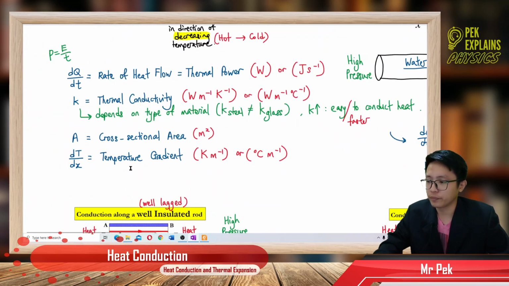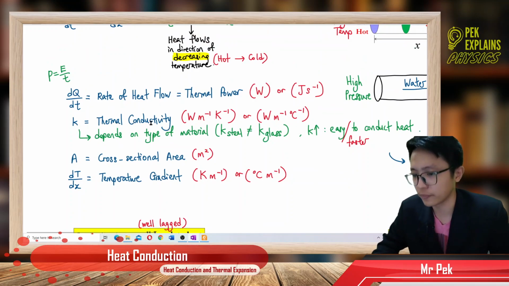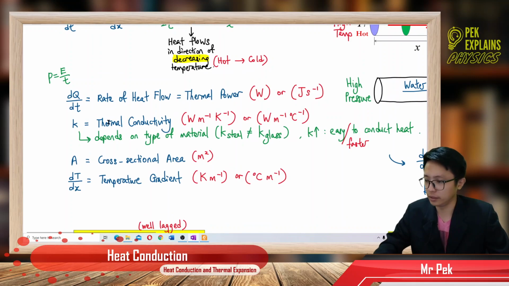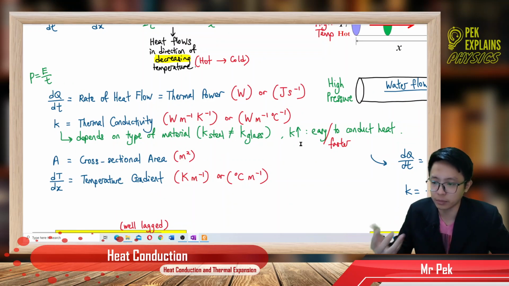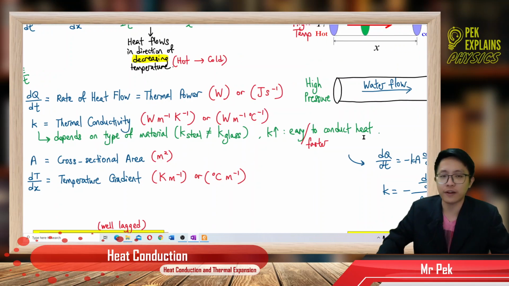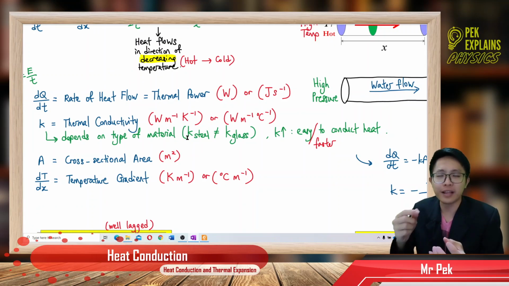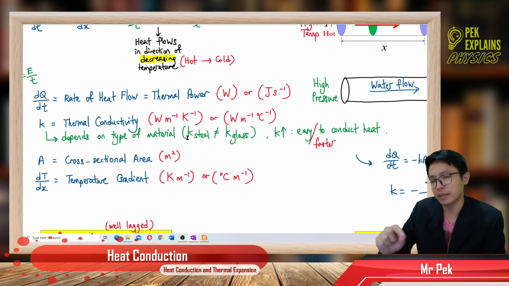That's the K. Now, what is actually thermal conductivity? Thermal conductivity depends on the type of material. When we have high thermal conductivity, a high value of K, it means that the material is easy to conduct heat, or faster to conduct heat. Faster to become hot. For example, different materials have different abilities to conduct heat.